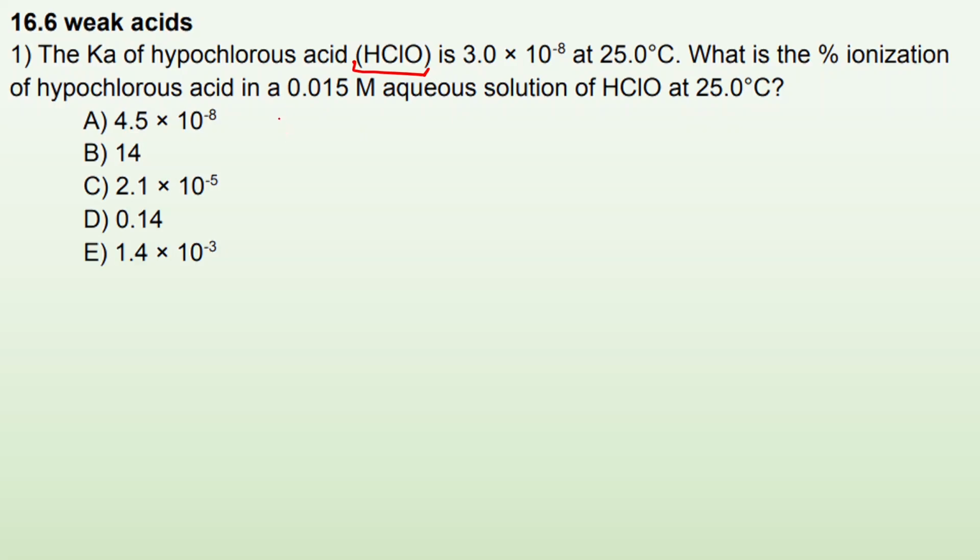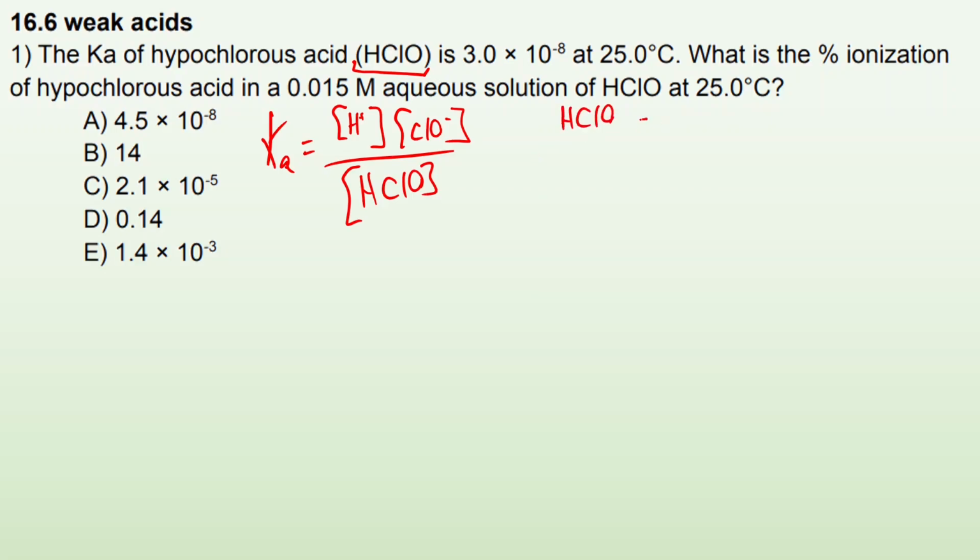All right, so first off, we know that the Ka expression is going to equal the H plus ion concentration times the ClO minus ion concentration all over the HClO concentration. So now the question is, well, what are those things? So let's write it out. We start with HClO in equilibrium with H plus and ClO minus. And we know that initially the HClO is 0.015 molar, and H plus is 0 and ClO minus is 0, right?